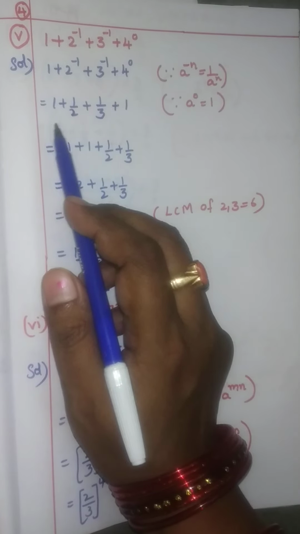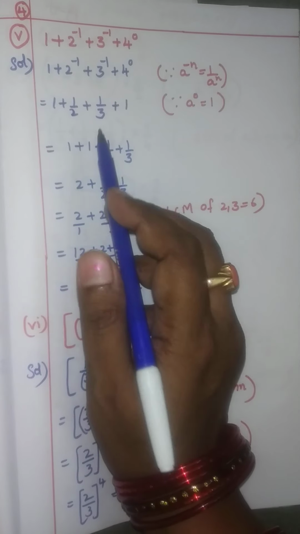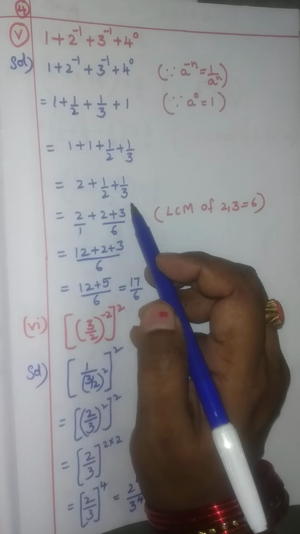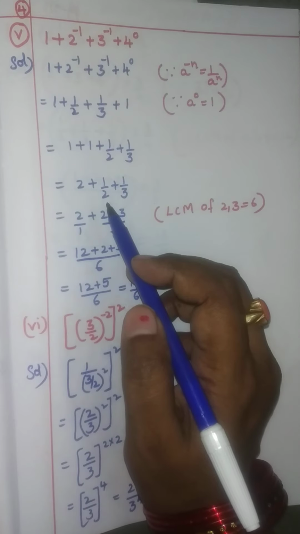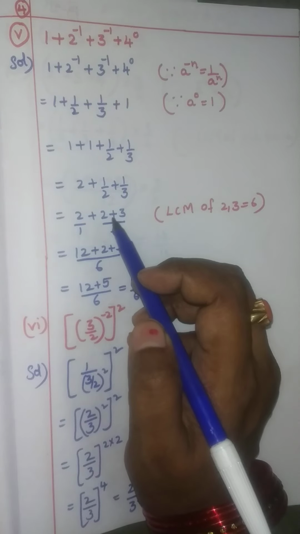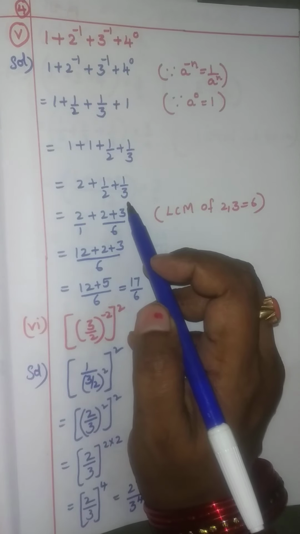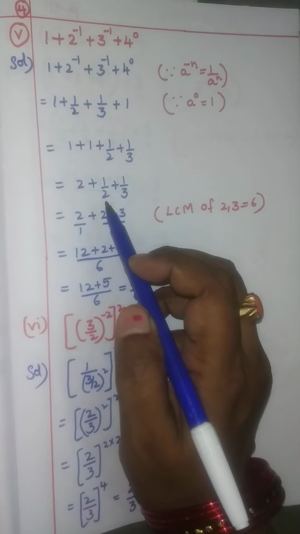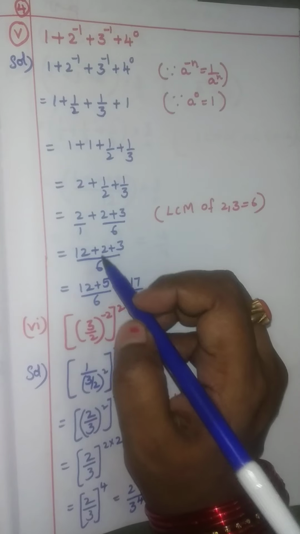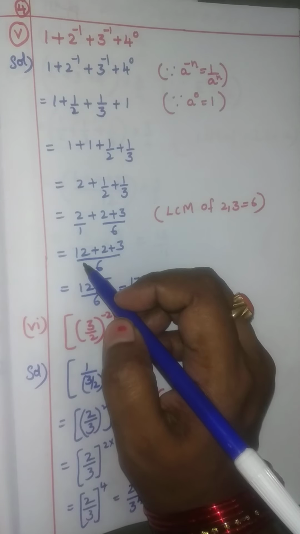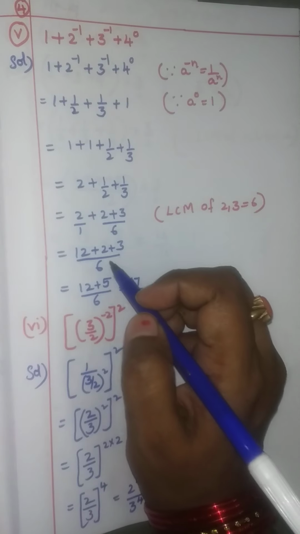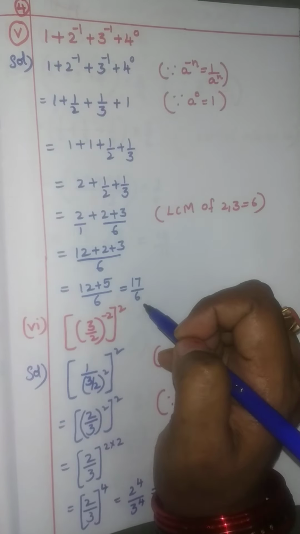I am writing the whole numbers on one side: 1 plus 1 plus 1 by 2 plus 1 by 3. 1 plus 1 is 2. LCM of 2 and 3 is 6. So 2 threes are 6, so 3 ones are 3. 3 twos are 6, so 2 ones are 2. So 2 plus 3. LCM of 6 and 1 is again 6. 6 twos are 12. 12 plus 2 plus 3: 2 plus 3 is 5, and 12 plus 5 is 17. So 17 by 6 is the answer.